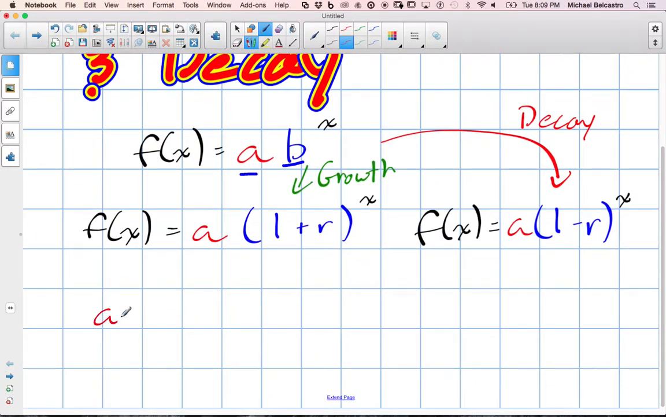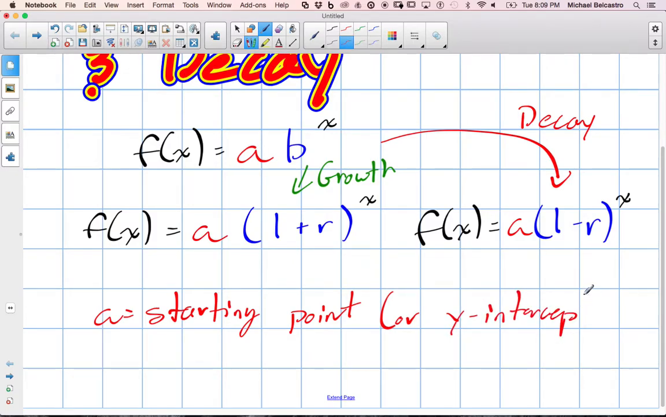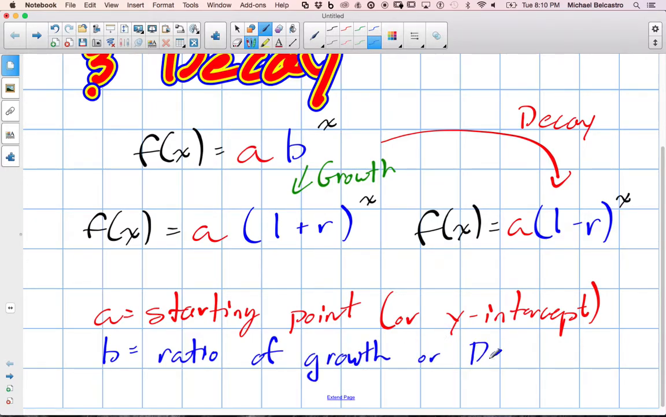A is usually called the starting point. It's technically also your Y-intercept. And then b is the ratio that is growing or decaying by, I guess a good way to say it. Ratio of growth or decay. I'll try to define that a little better. Growth or decay.